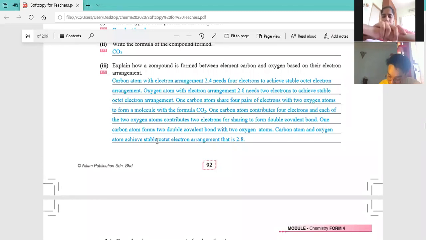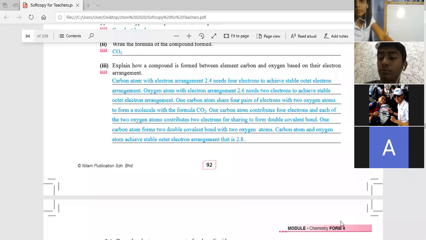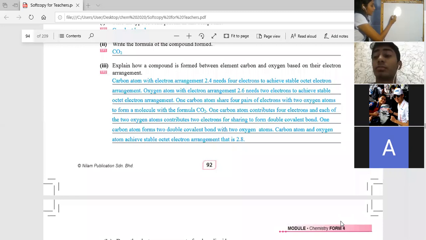One carbon atom forms 2 double covalent bonds with 2 oxygen atoms, and the carbon and oxygen atoms achieve a stable octet electron arrangement. So let me just show you what I'm saying here, yeah? Can you see my board? Are you able to see teacher's board? Okay. So I've got a carbon, and I know my carbon has 4 electrons. Teacher is just drawing the valence electrons. I don't want to waste time. So carbon is 2.4. Here I already know that I've got oxygen as well. So oxygen is 2.6. Okay, oxygen is 2.6.